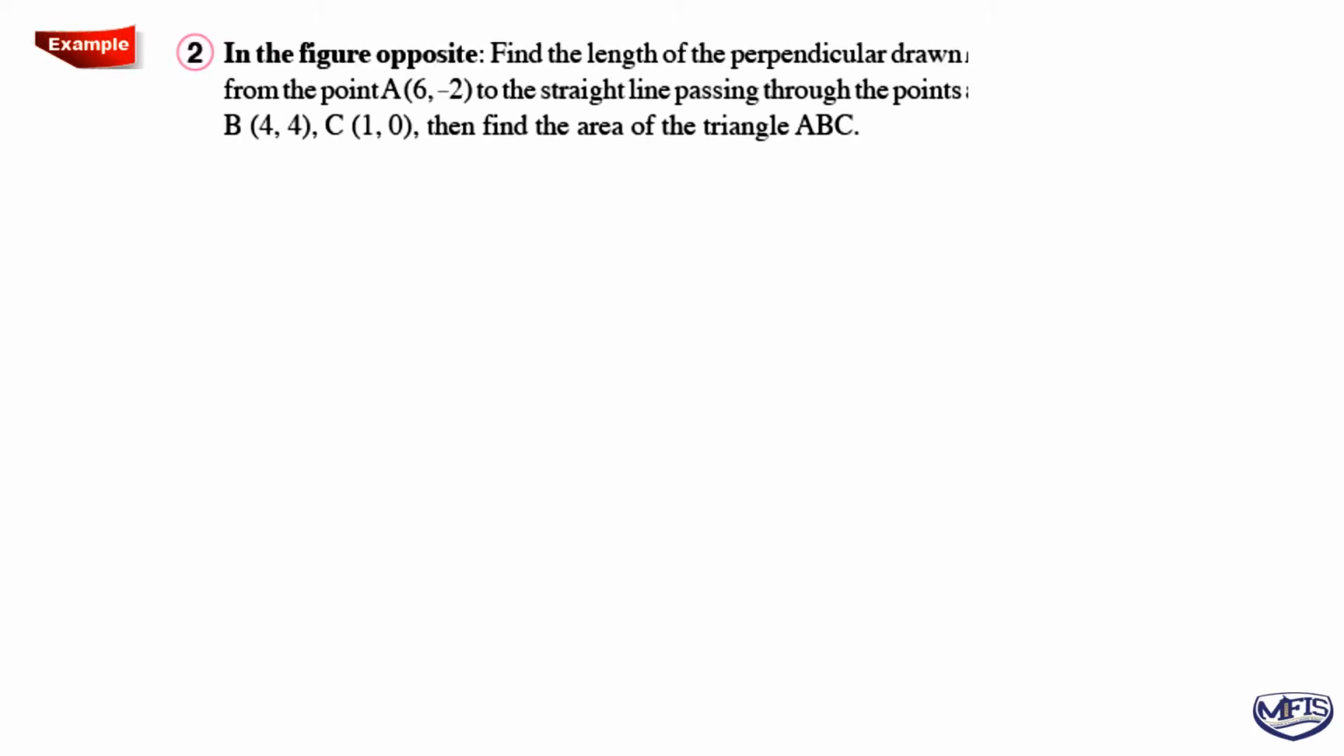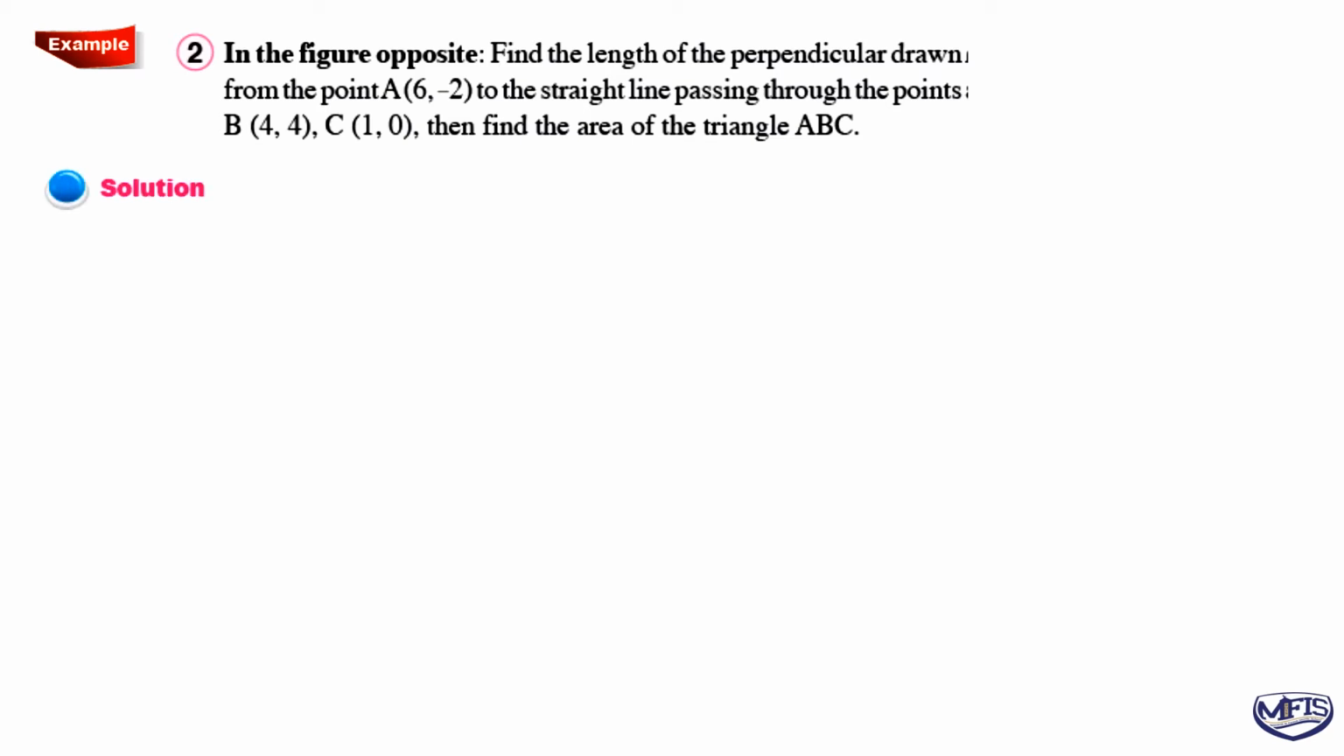Another example. In the figure opposite, find the length of the perpendicular drawn from the point A (6, -2) to the straight line passing through the points B (4, 4) and C (1, 0). Then find the area of triangle ABC.